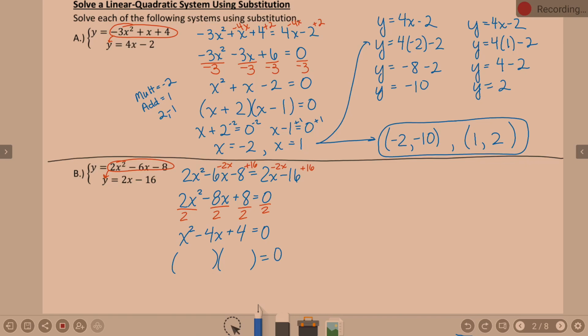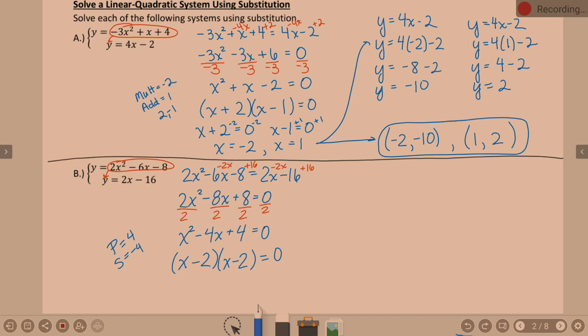What do you know? x squared is x and x. What multiplies to be 4? So what gives me a product of 4 and a sum of negative 4? No? Oh, 2 and 2? Oh, yeah, both. We're forgetting the obvious. 2 times 2 is 4, and negative 2 plus negative 2 is negative 4.